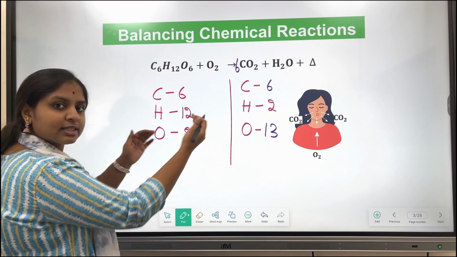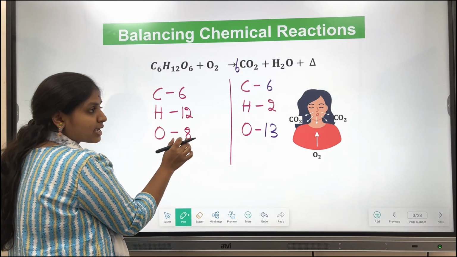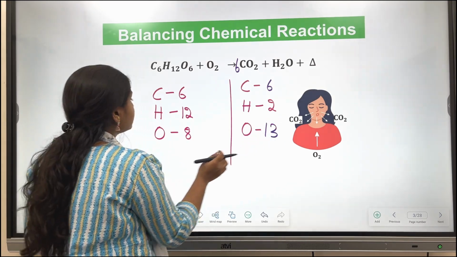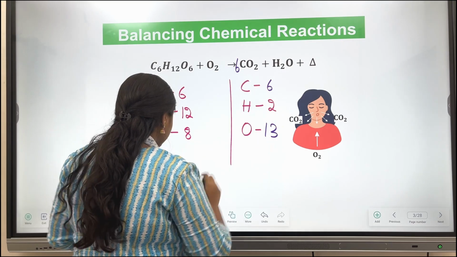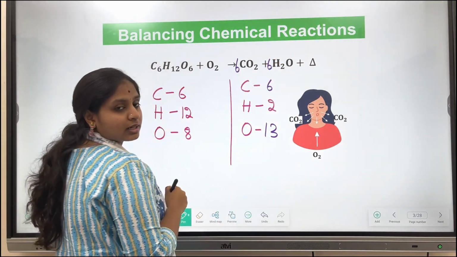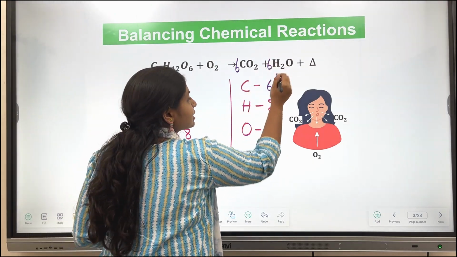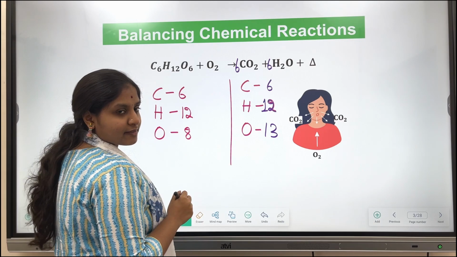Carbon got balanced. Now the second element, hydrogen. Hydrogen is 12 on the reactant and 2 on the product. So we have to go to the lesser side and multiply. So 2 here, so I will again write 6 for the water molecule. So 6 times 2, hydrogen also became 12 atoms.